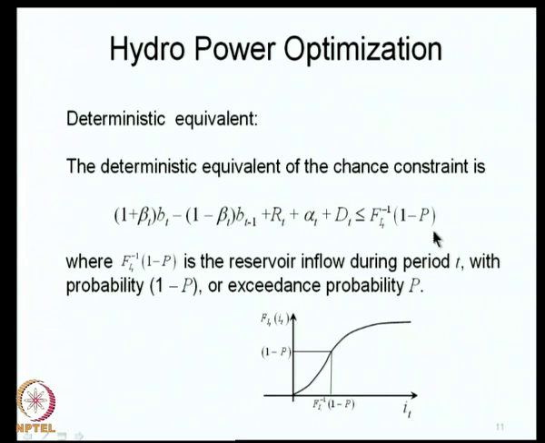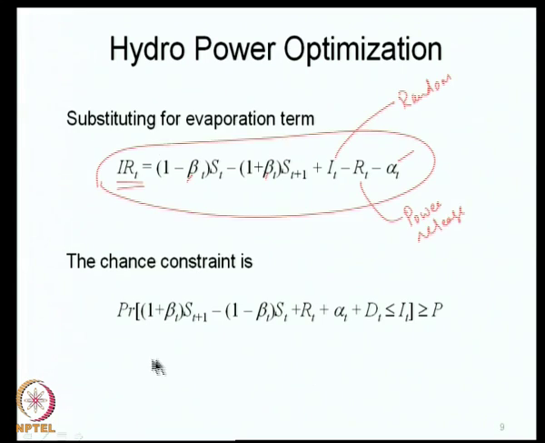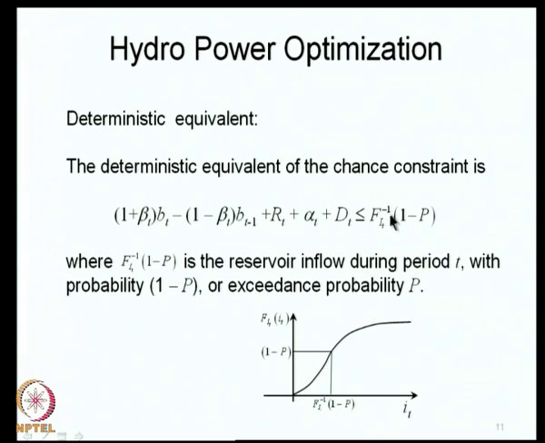So, the deterministic equivalent turns out to be all of that left hand side of this expression, 1 plus beta t etcetera, and we are writing S t plus 1 is equal to B t. Therefore, S t will be B t minus 1 and all other terms less than or equal to I t, and we write this as 1 plus beta t B t minus 1 minus beta t B t minus 1 plus R t, which is the deterministic variable, plus alpha t, which is a constant, plus d t, which is the deterministic known values, less than or equal to f I t inverse 1 minus p.